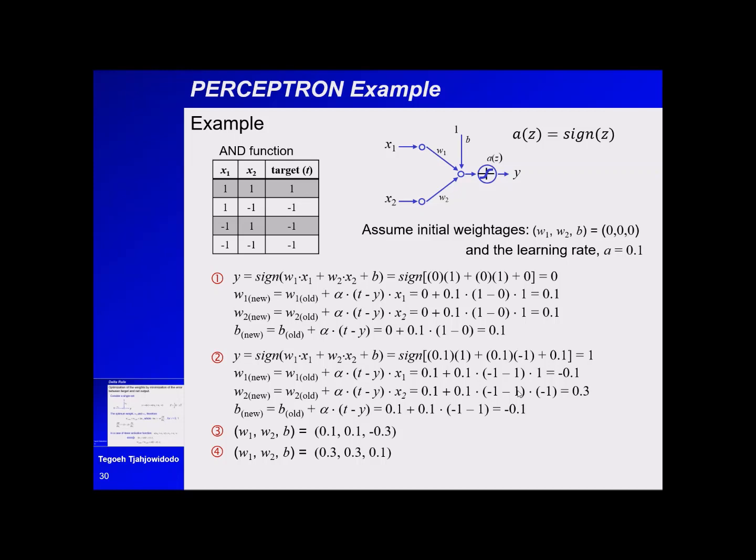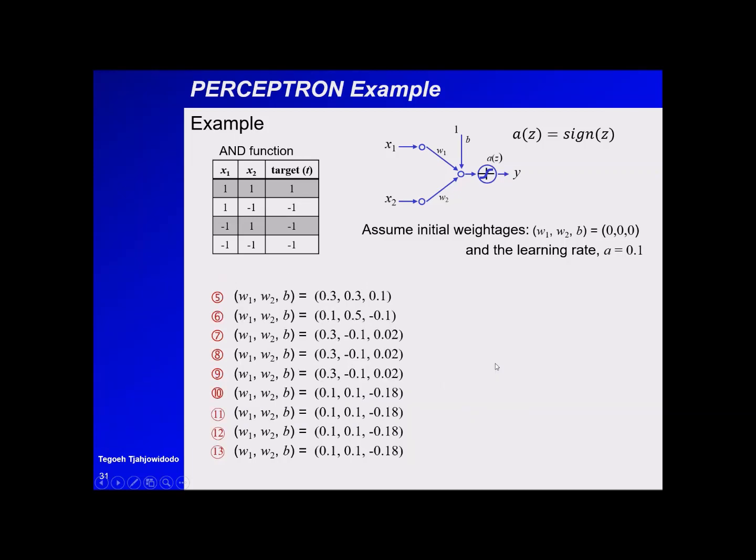You can check it by yourself. Apparently, these weightages are not converged yet. So there is still an error. Y is still not equal to T. So what I'm going to do next, I take the fifth iteration again. I use the first dataset again for the fifth iteration, and then I do it again. Apparently, it's still not converging.